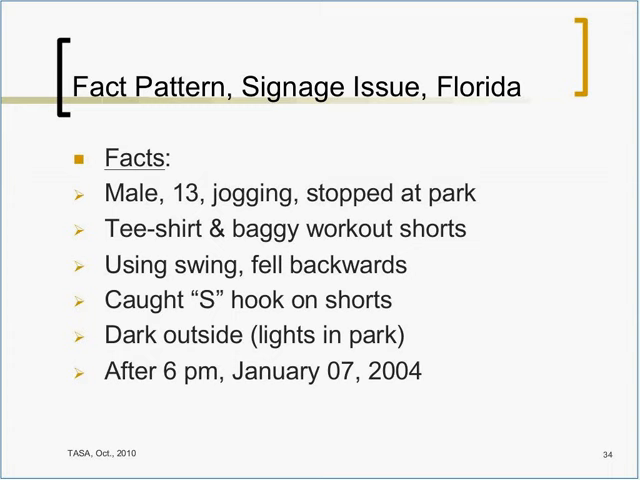The case involved a 13-year-old male jogging with his dad, who stopped at a park. He was wearing a t-shirt and some baggy workout shorts. He was using a swing when he stopped to jog, and he fell backwards, catching his workout shorts on the S-hook that typically fastens the seat to the chain. It was dark outside, and there were lights in the park. It was after 6 o'clock in the evening, on January 7th of 2004, the incident date.